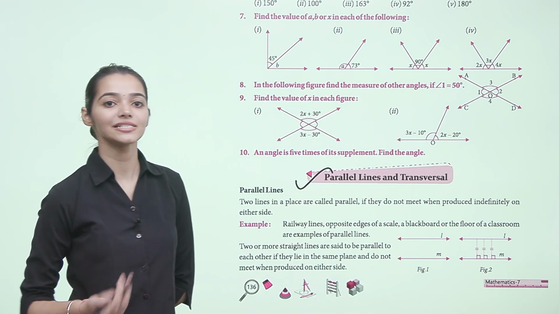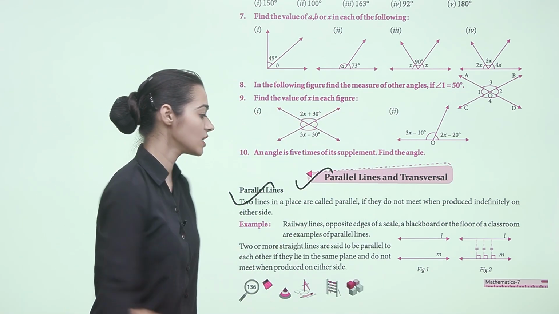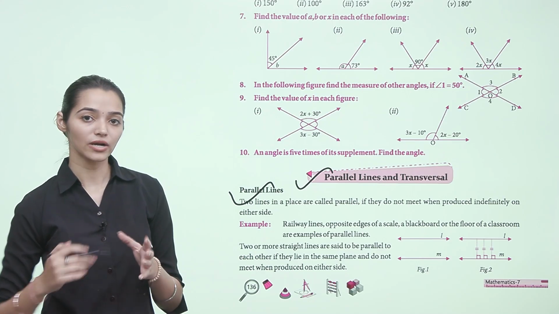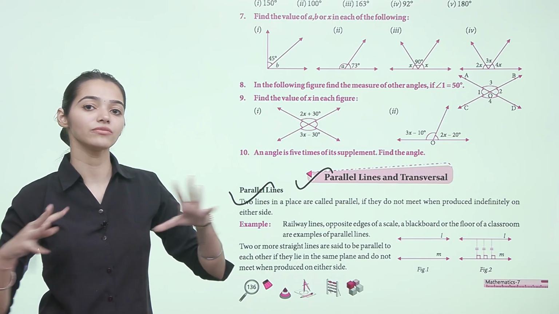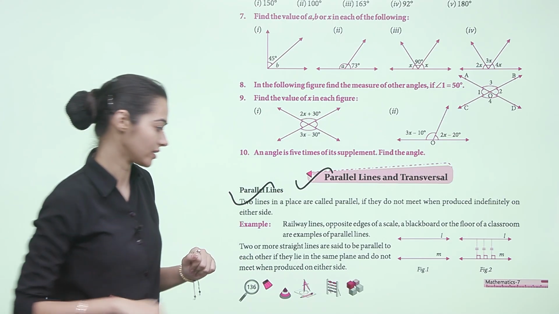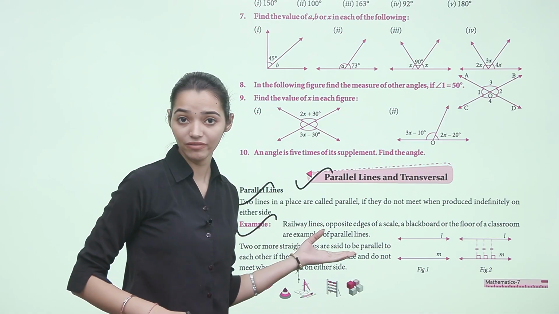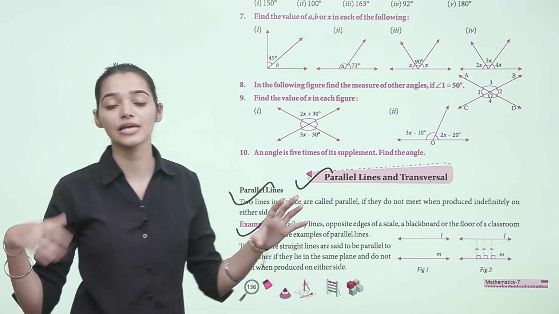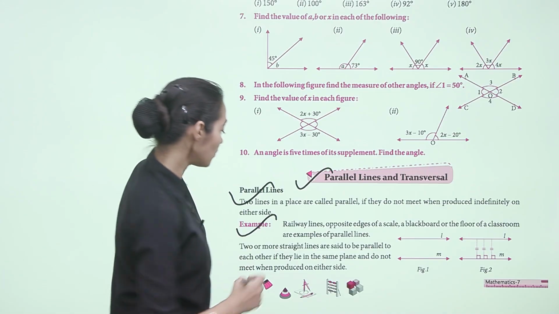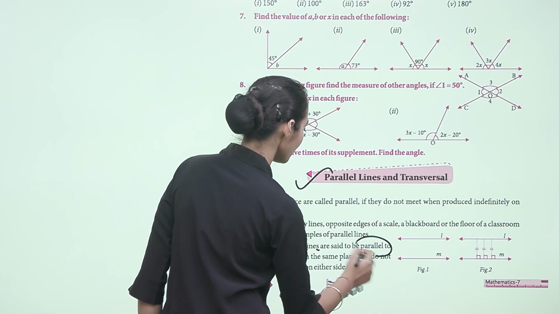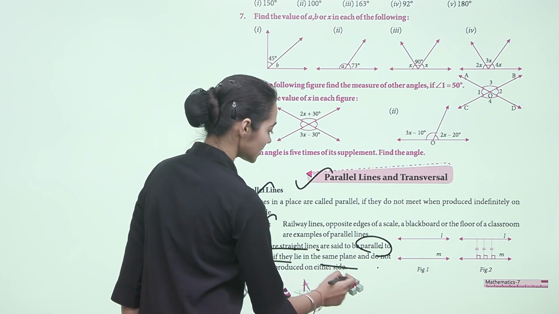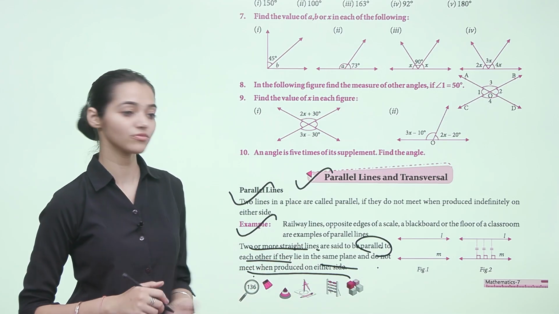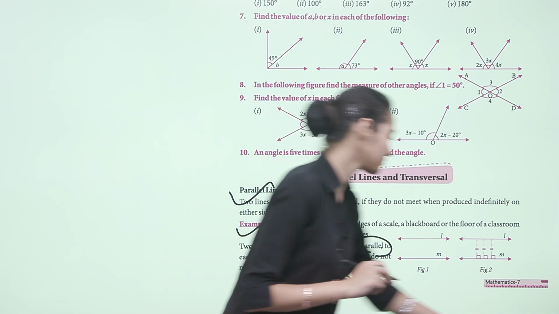Next are parallel lines and a transversal. Two lines in a plane are called parallel if they do not meet when produced indefinitely on either side. For example, railway lines, opposite edges of a scale, a blackboard, the floor of a classroom, these are all examples of parallel lines. Two or more straight lines are said to be parallel to each other if they lie on the same plane and do not meet if produced on either side.